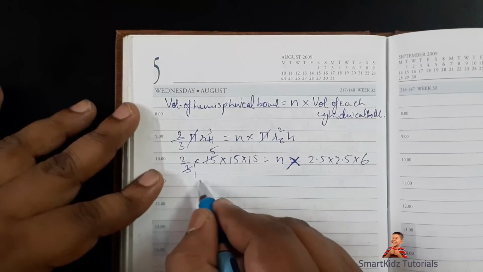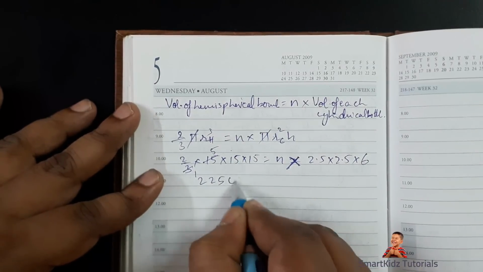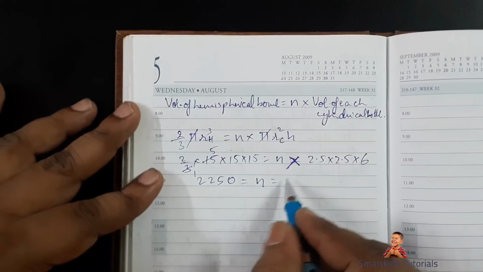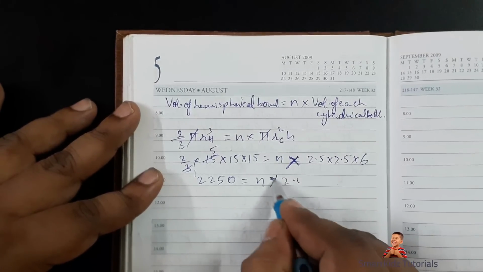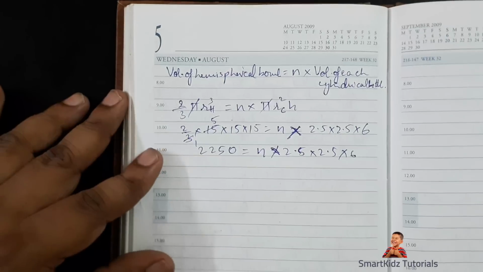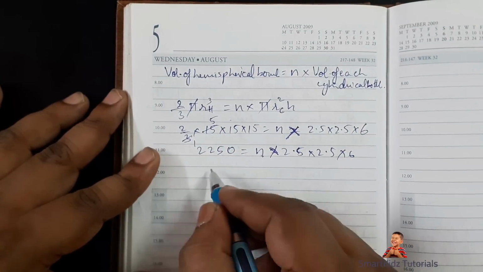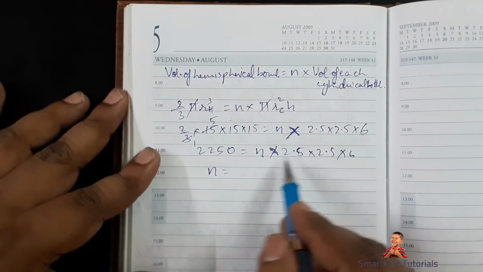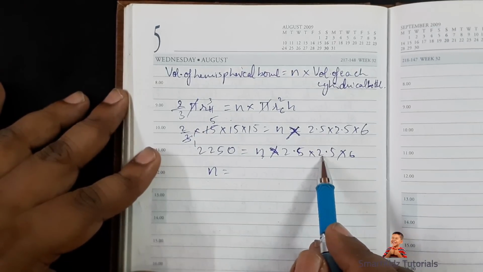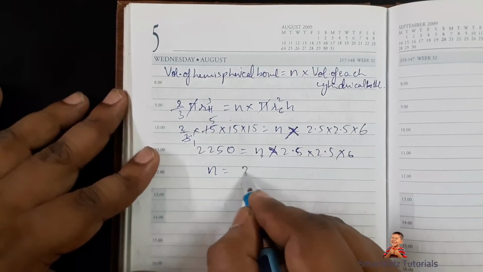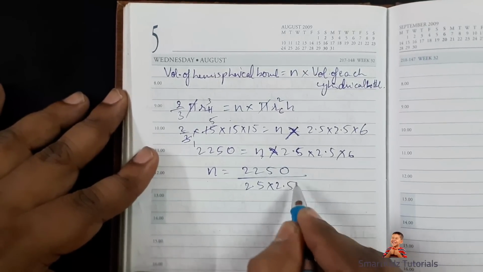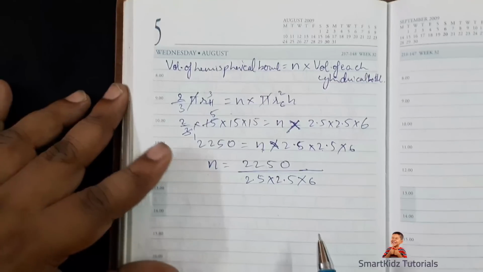So 225 into 10 gives 2250, equal to N into 2.5 into 2.5 into 6. Now I'm going to keep N on the right hand side and take the rest to the left hand side, where all this will come in the denominator. So N equals 2250 upon 2.5 into 2.5 into 6.